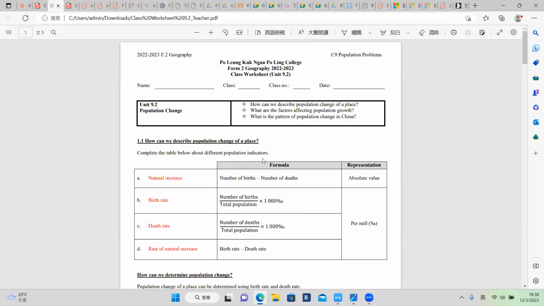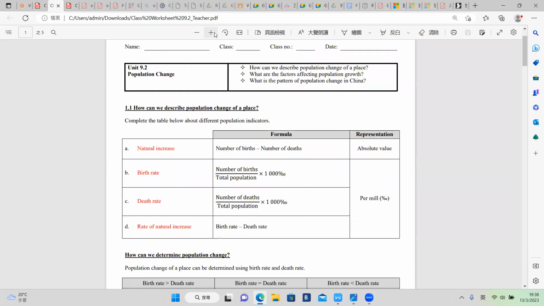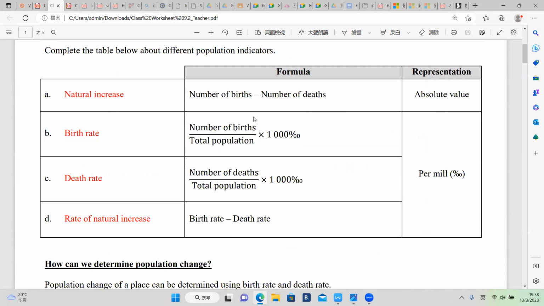So let us move to page 9, unit 9.2. Okay, 9.2 is talking about how the population changes. Natural increase, which is birth minus death, and then birth rate, which is the number of births over total population, times 1,000, which is per mil. Okay, this is per mil. You can see right here, I've told you about this, which is 1 to 1,000.